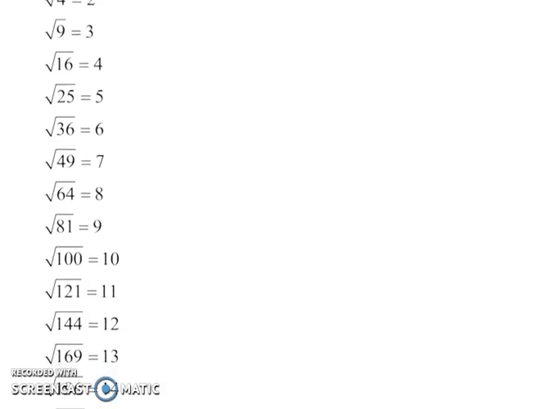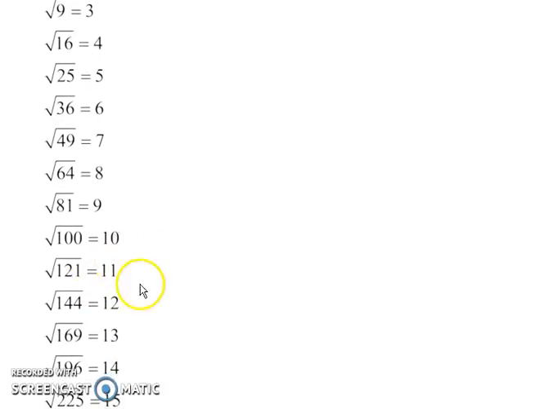You may not have some of the ones at the bottom of this list memorized, so if there are any of these that you want to copy down for yourself, maybe the last couple, you're certainly welcome to, just so you can keep an eye out for them. Keeping these perfect square factors in mind is going to make simplifying radical expressions a lot easier.